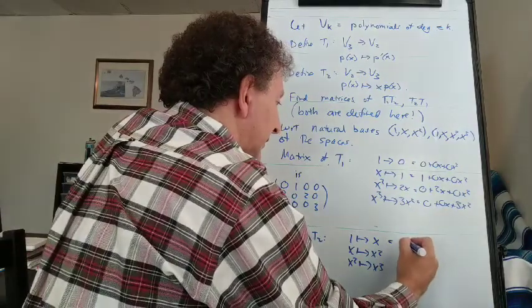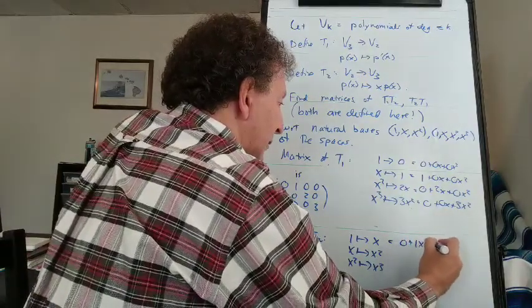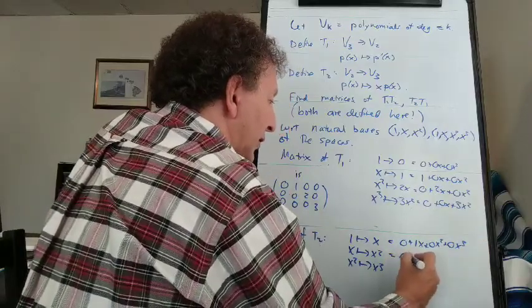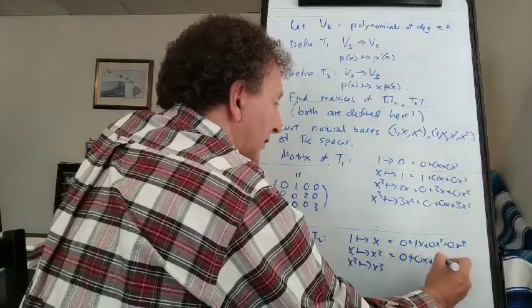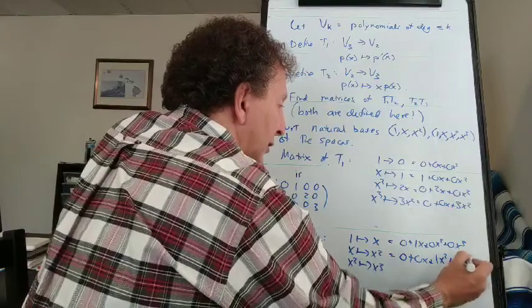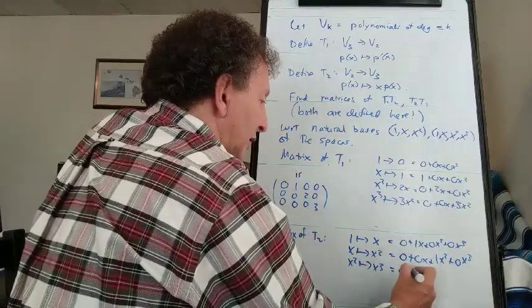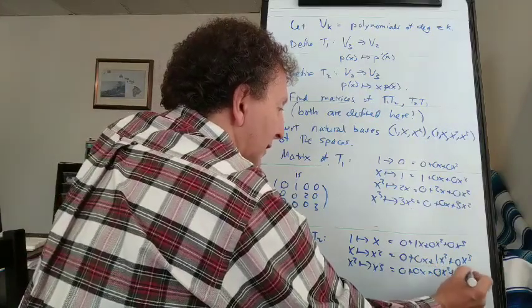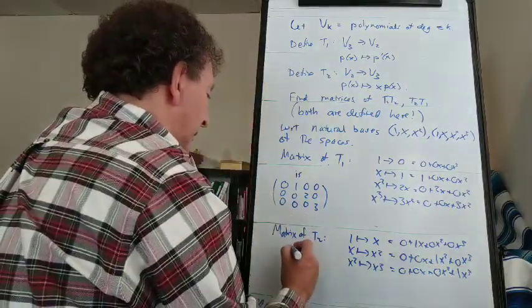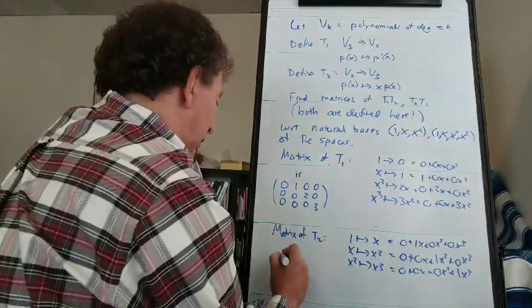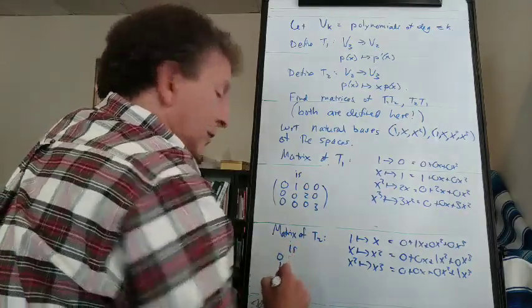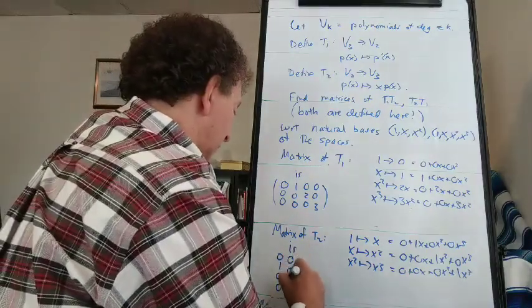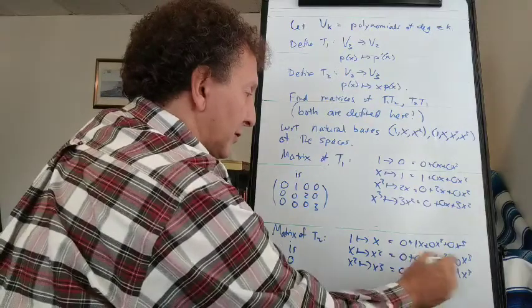So x is 0 plus 1x plus 0x squared plus 0x cubed. X squared is 0 plus 0x plus 1x squared plus 0x cubed. And x cubed is 0 plus 0x plus 0x squared plus 1x cubed. So the matrix is first coordinate vector 0, 1, 0, 0, second coordinate vector 0, 0, 1, 0, third coordinate vector 0, 0, 0, 1.